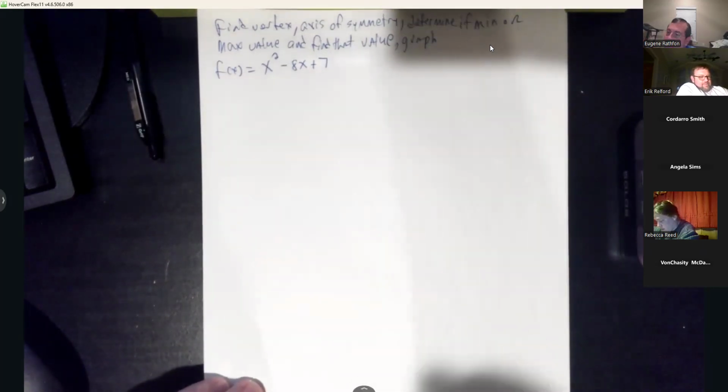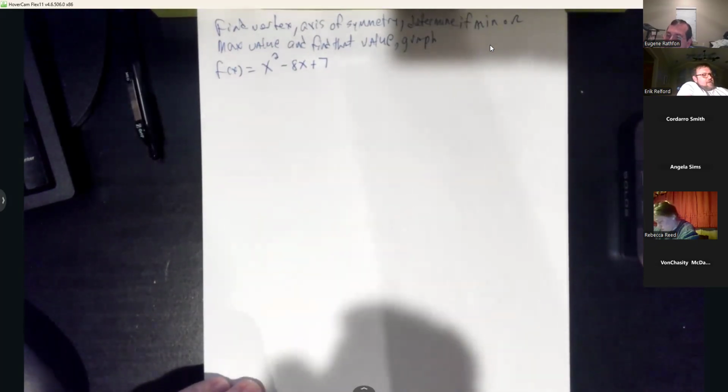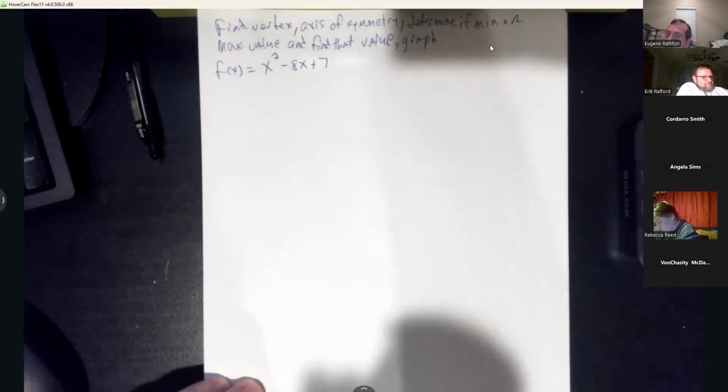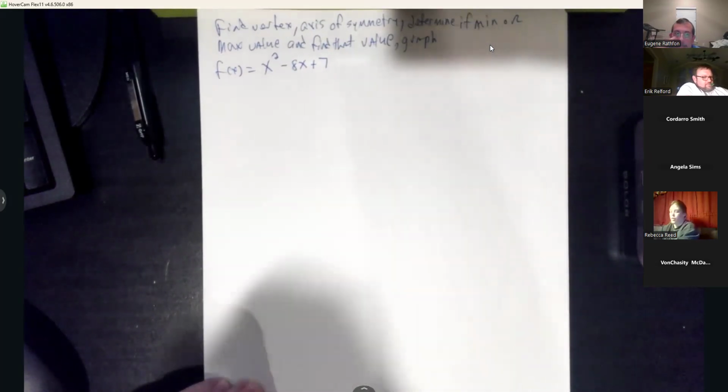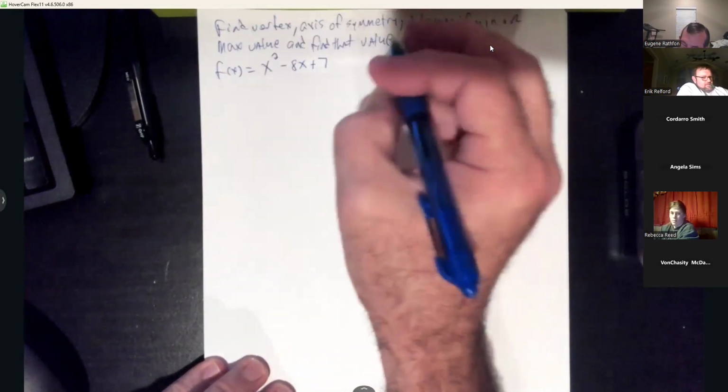But y'all, like I said, this one is really picky about what point you plot first. You got to plot the vertex first when we graph these, okay? So first of all, let's find that vertex.